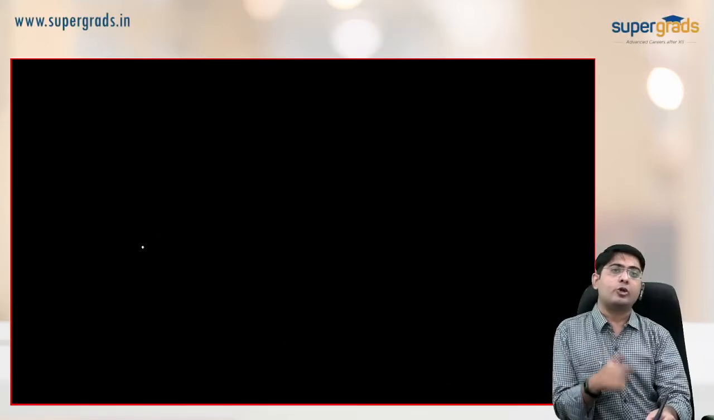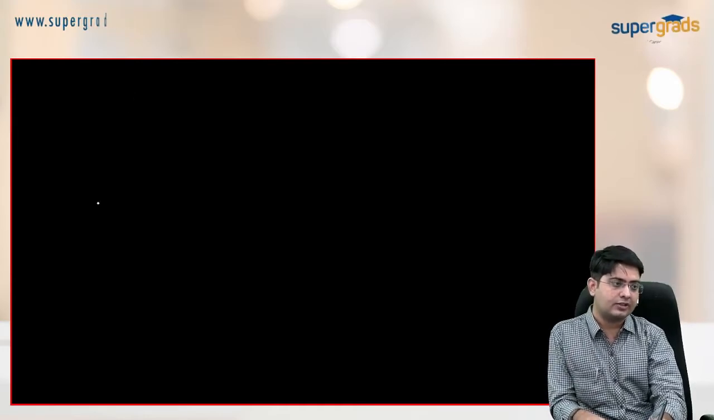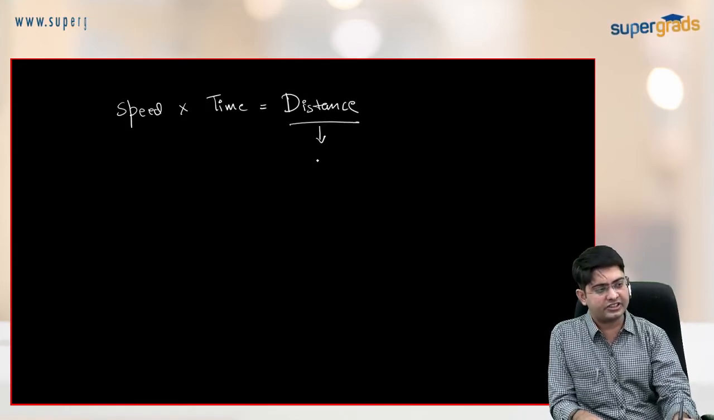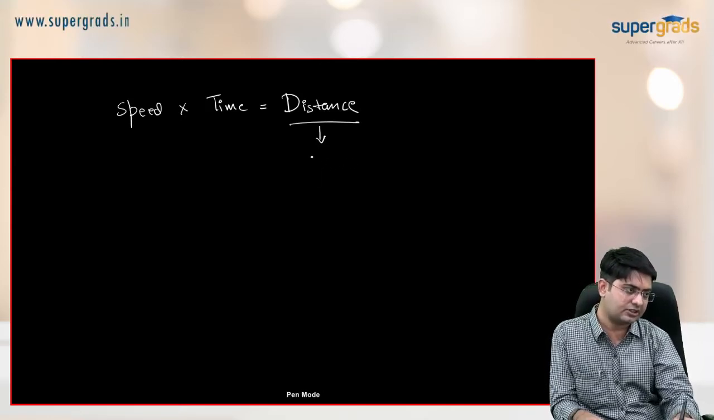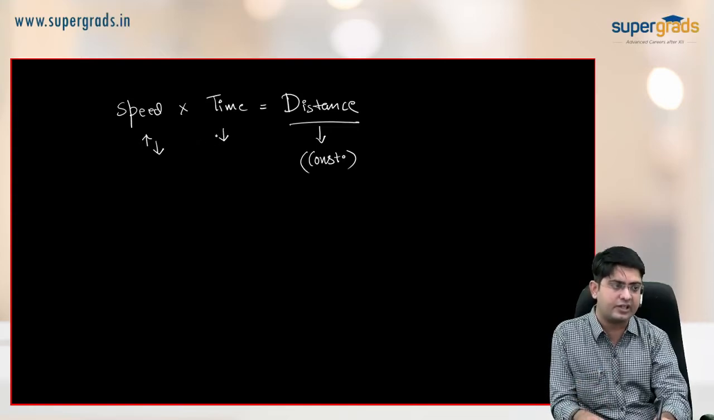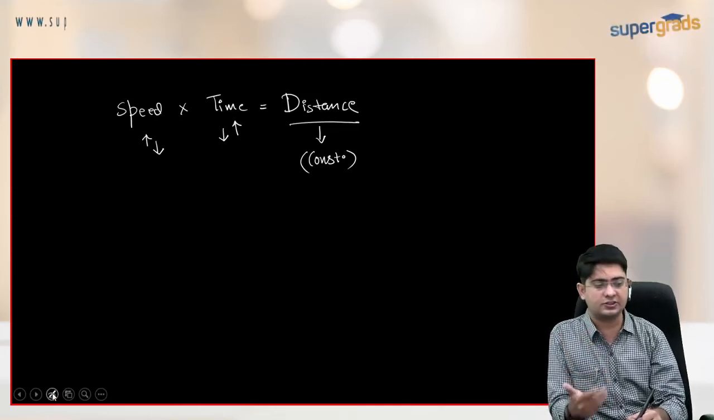Now you can apply this technique to another concept, that is time, speed, and distance. We know that speed into time is distance. Now if I keep distance constant, obviously if speed increases, time will decrease to cover that distance, and if speed decreases, time will increase to cover that distance. So you can apply this technique even to time, speed, and distance problems.